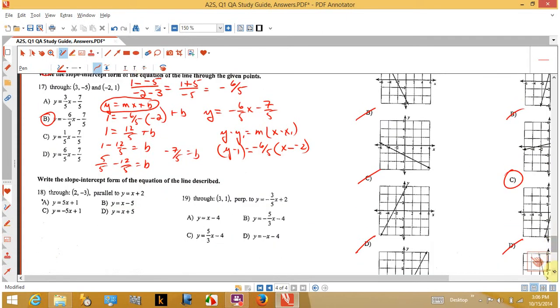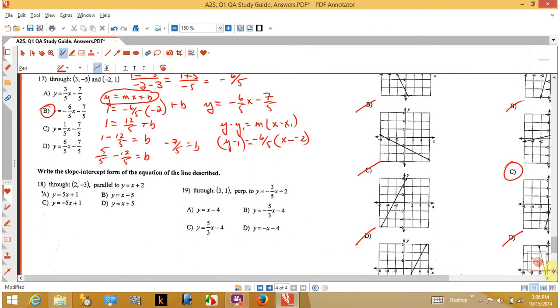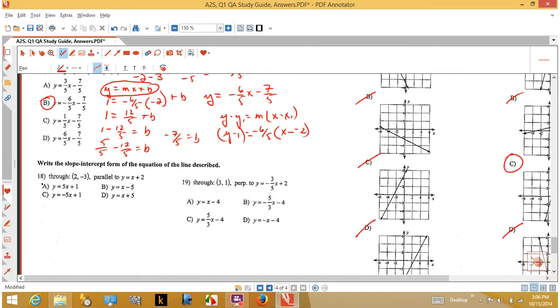Okay, so I'm going to do the next two, and I'm not going to work through them all if I can find an answer real easily. So find the slope-intercept form of the equation of the line described through (2, -3), parallel to this line. If it's parallel to this line, it has to have the same slope. This line right here has a slope, and I'm going to say m prime of 1. So my line also has to have a slope of 1. So which one of these lines has a slope of 1? Well, this one and this one are not. So we are going to have to work this one out.